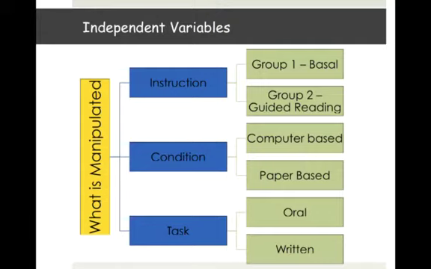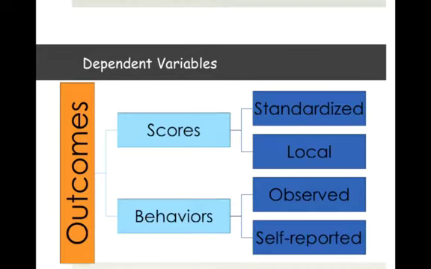You could manipulate all 3 of these, but then you have a much more difficult time analyzing using more sophisticated statistical procedures, so most try to manipulate one variable. The dependent variable is the outcomes.